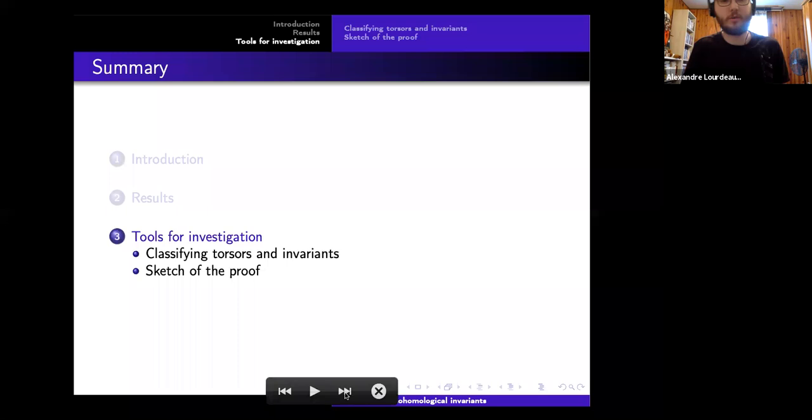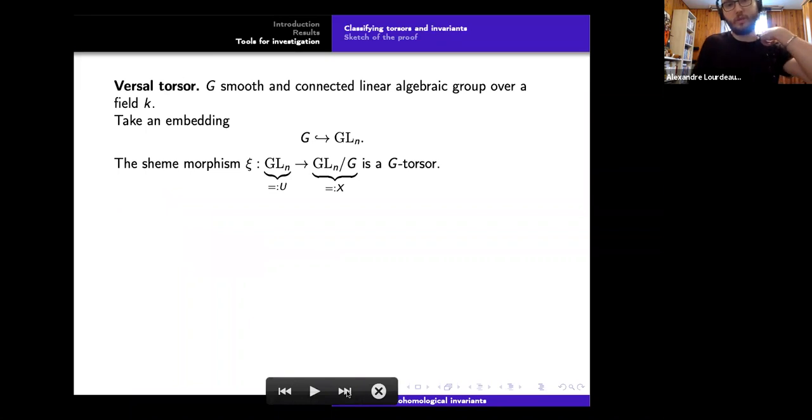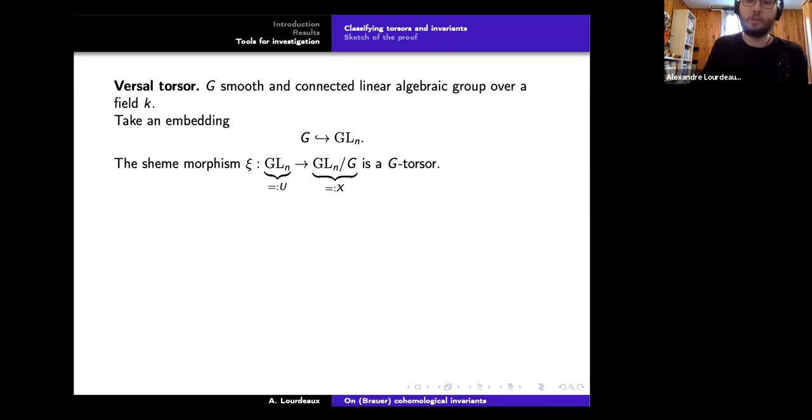Now I will talk about what is useful to study to get the theorem I had. So first, let's talk about versal torsors. If we take G smooth and connected, and we take a group embedding of G into GL_N, then we can form the quotient map psi from GL_N to GL_N over G. And we call it X, GL_N over G, and this is a G-torsor.